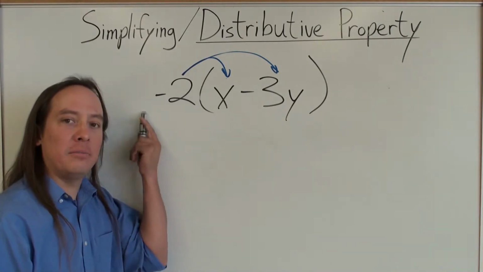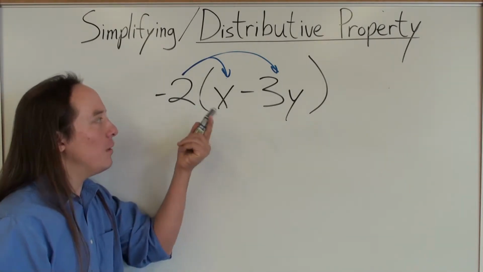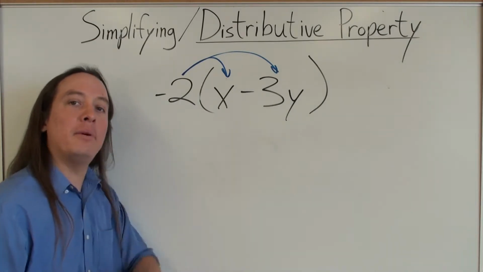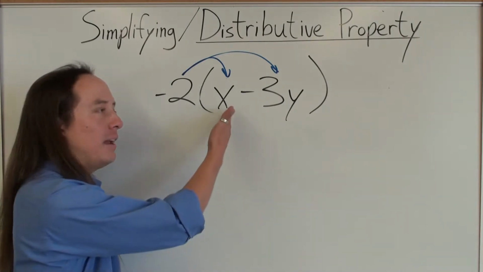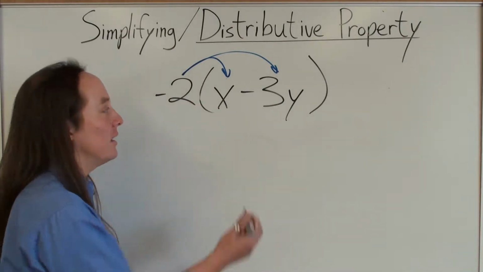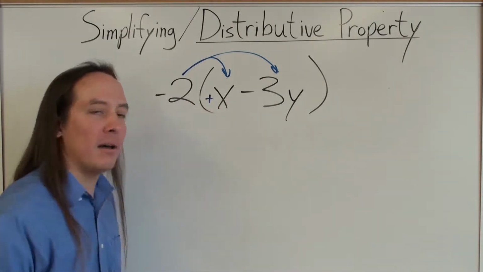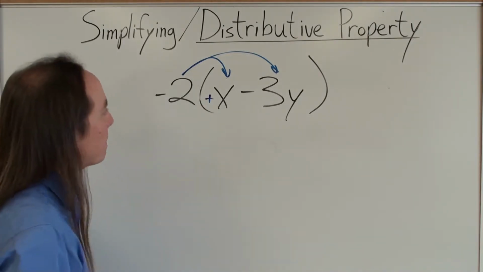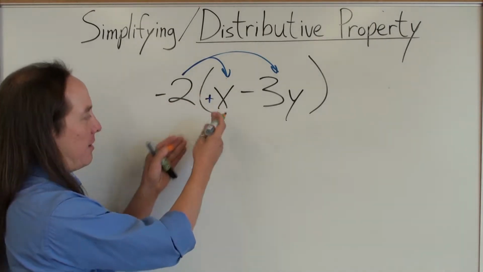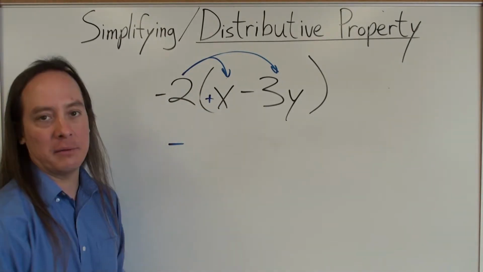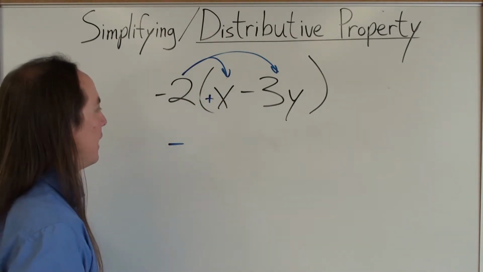This one is a negative, minus 2. What sign does the x have? Remember that if a number or a term doesn't have a sign immediately to its left, then it is automatically a positive term. Okay? So let's multiply the minus times the positive. We get a negative. So negative times positive is a negative.